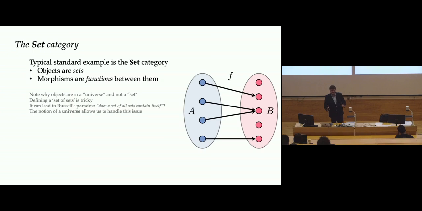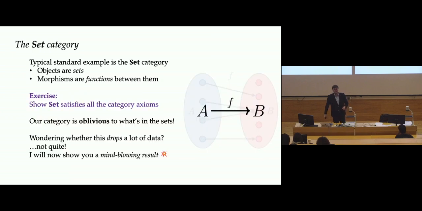Now, of course, as I said before, you should never ever think about the category as giving you these things directly. Rather, all you see is this. You see an A, you see a B, and you see an F connecting them. You do not see what's inside A, you do not see what's inside B, you do not see how F maps different elements of A to different elements of B, right? So the category is oblivious to what's inside the sets. By the way, it's a good exercise to make sure you understand the axioms, that you can show that Set satisfies all of the axioms of categories that I showed you on the previous slide.